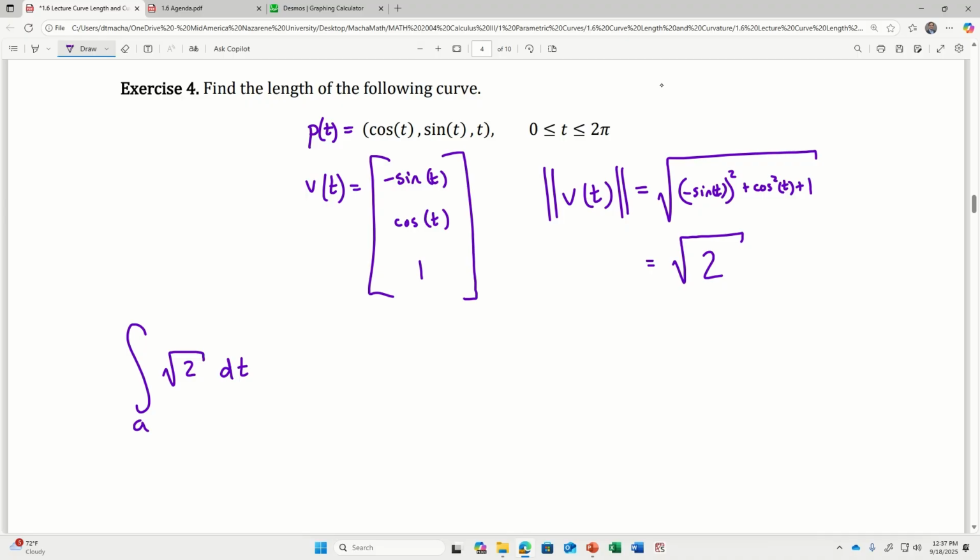And when I find the length of this curve, right, the length is the integral from a to b of the speed. My lower bound and upper bound are given to me in the problem. Lower bound 0, upper bound 2 pi for my parameter t. And I'm just taking the antiderivative of the square root of 2, which is what?